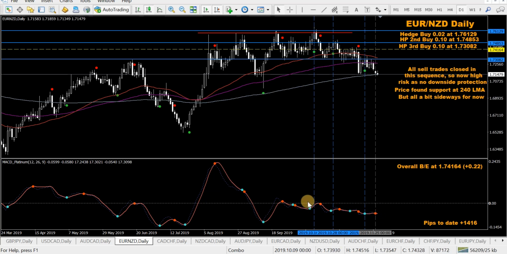And with the MACD platinum below the zero level, I'm looking for it still to go up. My bias is to the upside, even though price is going down badly. I'm considering that it may find support around this 240 LMA, but at the moment this is super high risk, and I called that at the time. If you were just taking the trade and your stops, you would have been sweet on this one, but some of my trading is high risk with the hedging technique, and this is a gamble I took, and it's not paying off so far.